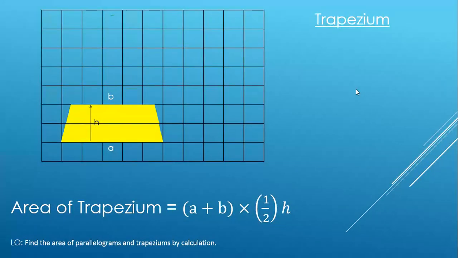Okay, brilliant. Welcome back, anybody who went away to do the task. So here we're going to talk about trapeziums. Now I've put the formula for the area of a trapezium down here, which is a plus b, which we can see is this top length here and this bottom length here, times by half of the height. So half of this height going up here.